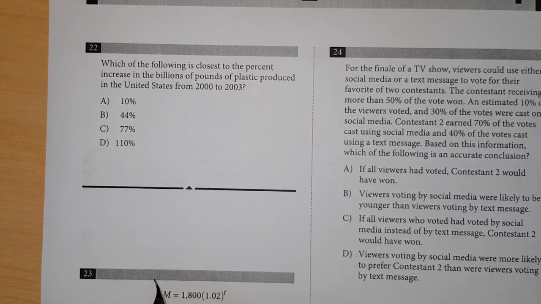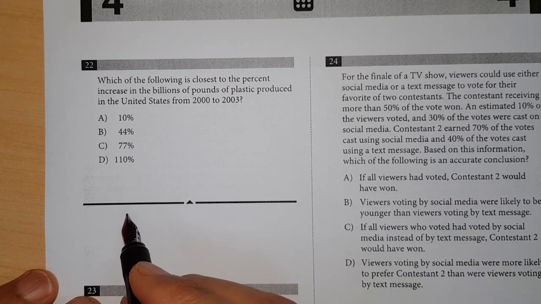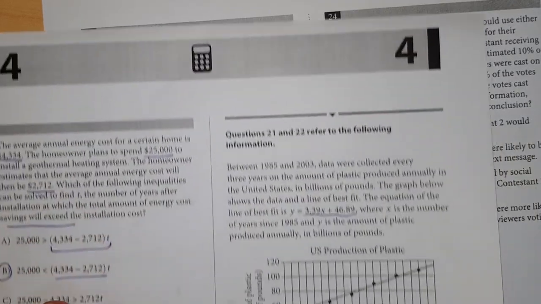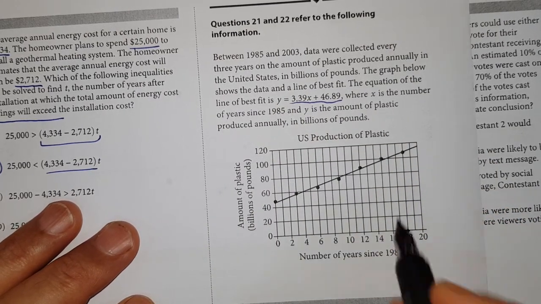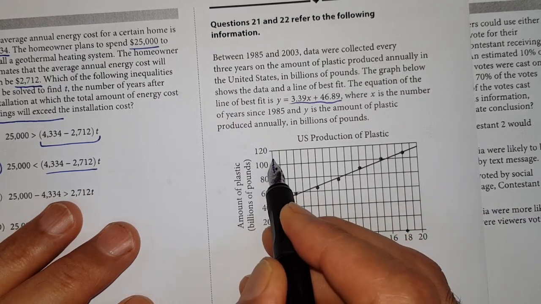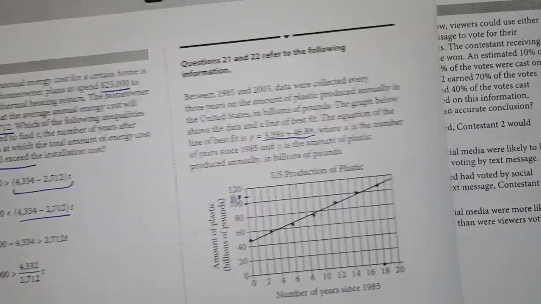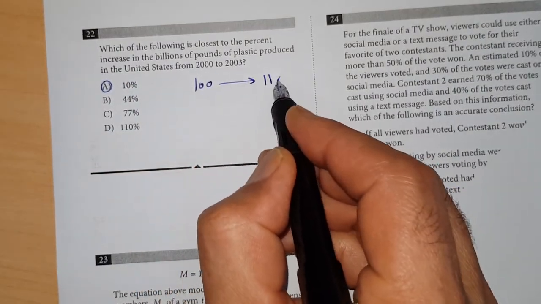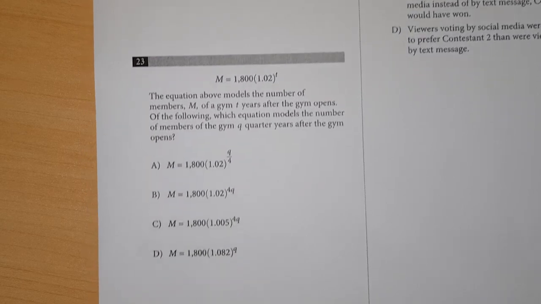Number 22. Which of the following is closest to the percent increase in the billions of pounds of plastic produced in the United States from 2000 to 2003? Here, come back to the graph. 2000 is this point, and 2003 is this point. The increase on this one, look, it was 100 and becomes something like 110. From 100 to 110, the increase is 10%. So you have an increase of 10%. It's a very easy, direct question. Just read the graph carefully and you will get the answer.